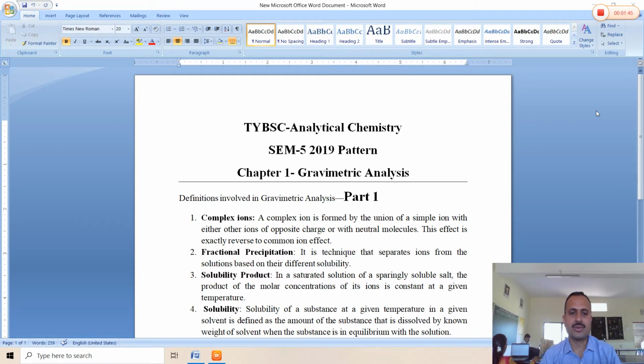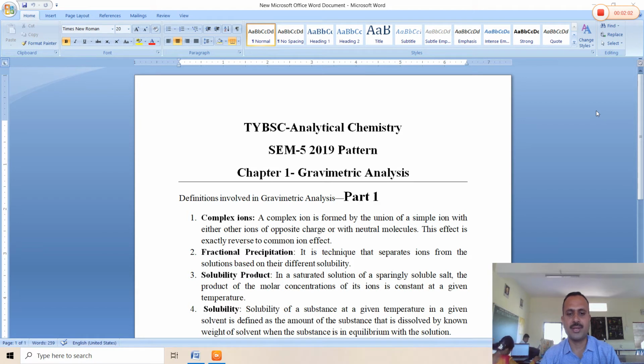Now the third definition is solubility product. In a saturated solution of a sparingly soluble salt, the product of the molar concentrations of its ions is constant at a given temperature. So solubility product is defined as the ionic concentrations raised to their proper powers. That is the solubility product.